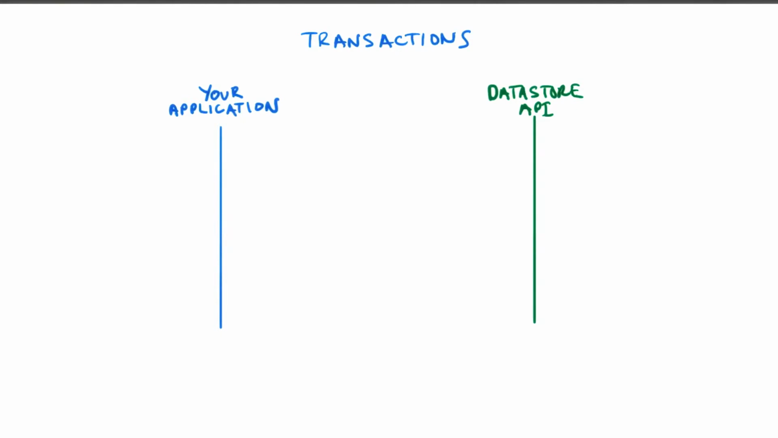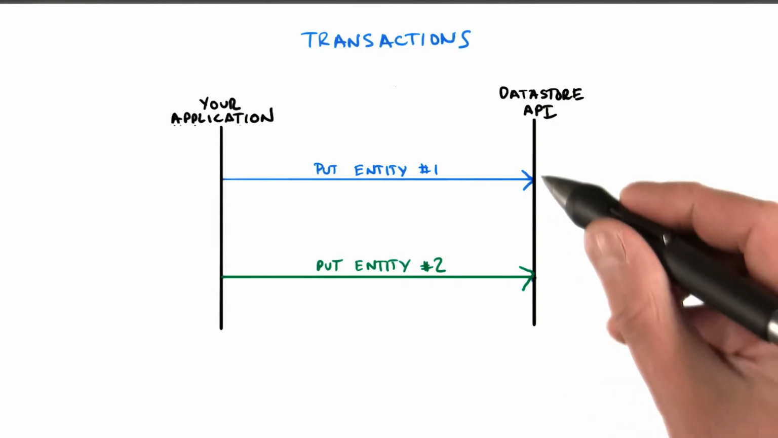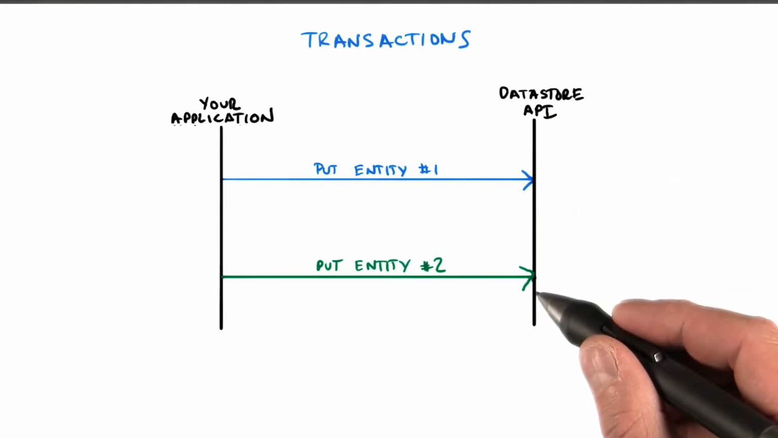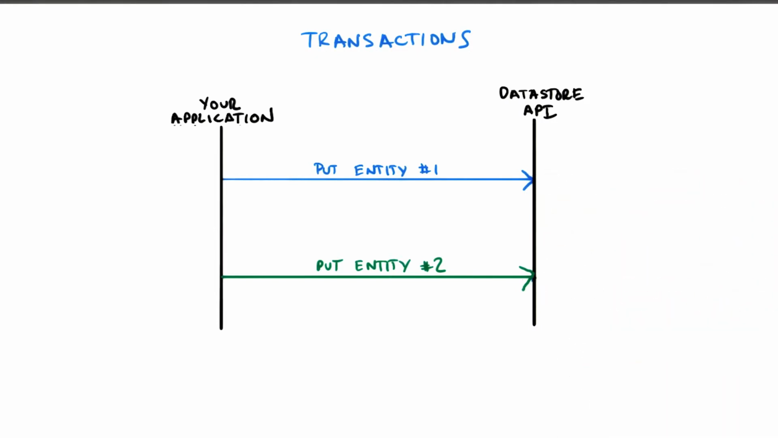So going back to transactions, in this case your application will perform 2 update operations on 2 separate entities. So far, every data store update operation we used has been independent of the other. For example, the success or failure of put entity 1 and put entity 2 has been independent of the success and failure of the other. This may be okay in many situations, but in many situations it may also be completely unacceptable.